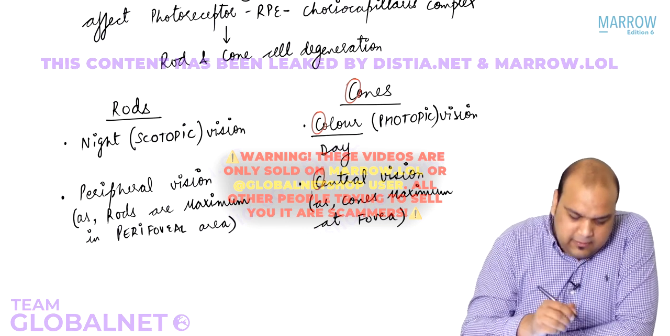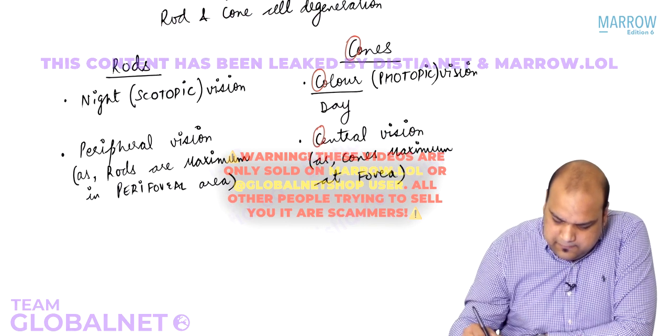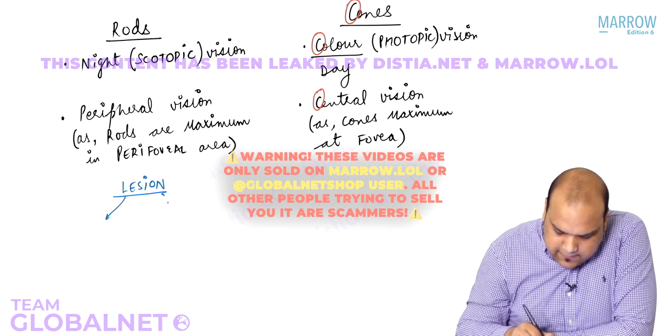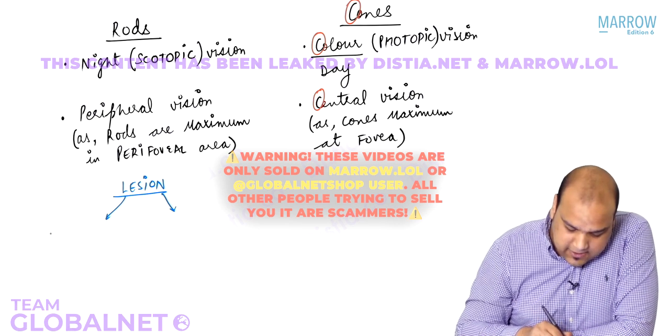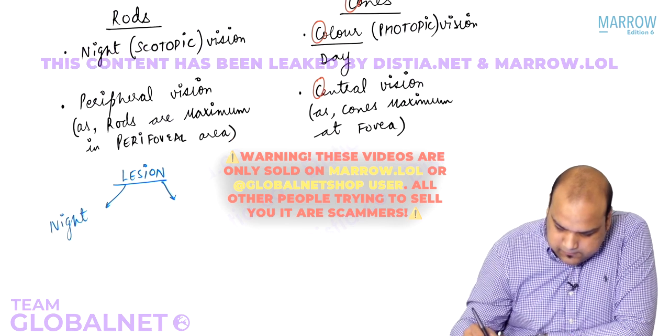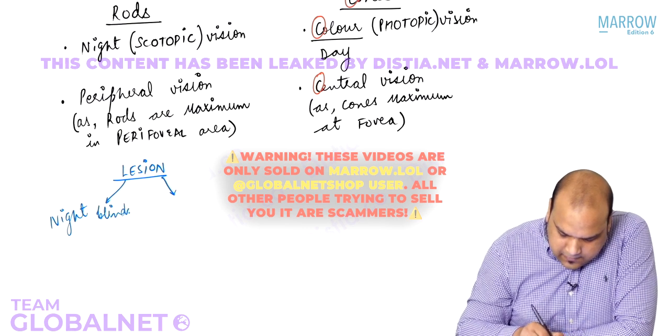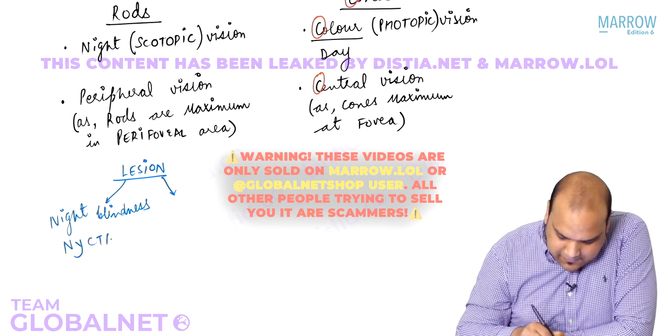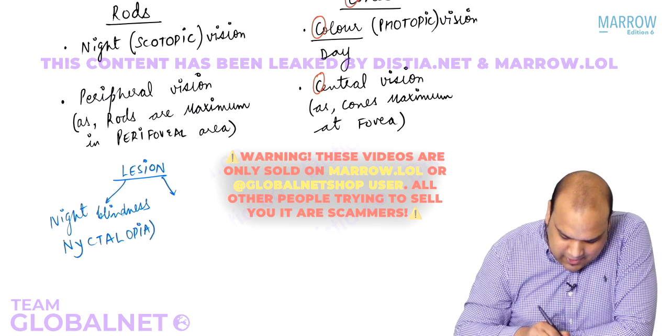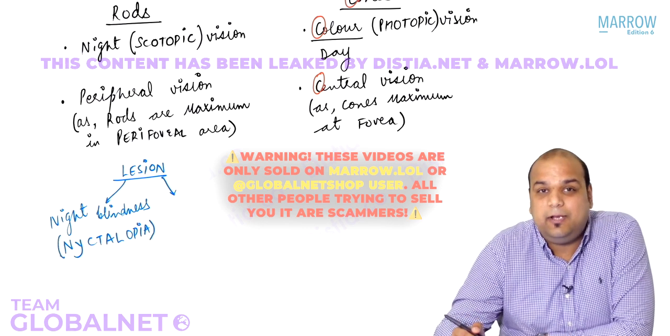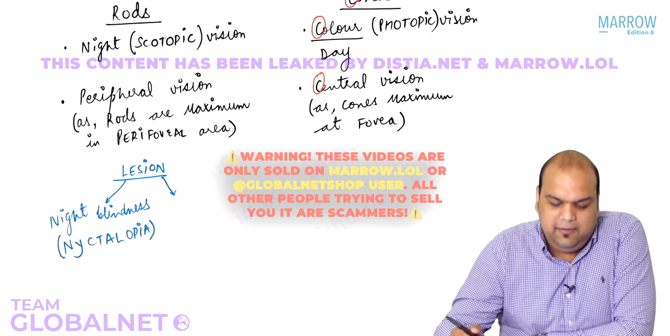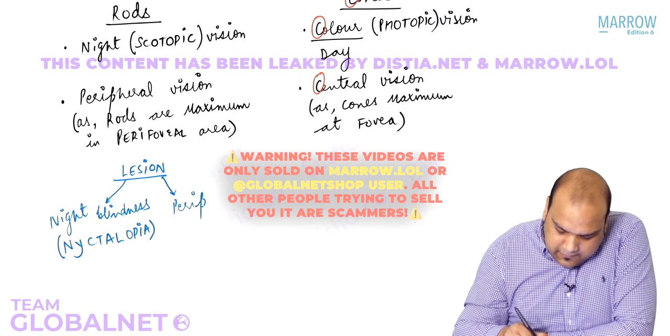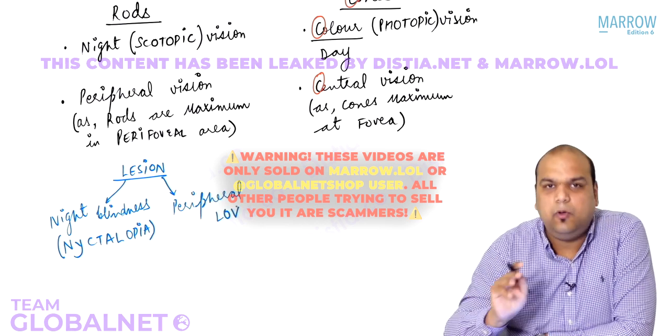Done? Now, that means everybody, if there is a lesion of rods, two things will occur. What will occur, everybody? First of all, the patient will complain of night blindness. Yes, night vision will be lost. Night blindness is known as nyctalopia. All of us have heard this word before, I hope. Yes, night blindness is known as nyctalopia. Secondly, when rod cells have degeneration or any kind of a lesion, there will be peripheral loss of vision. No brainer, guys, I hope.